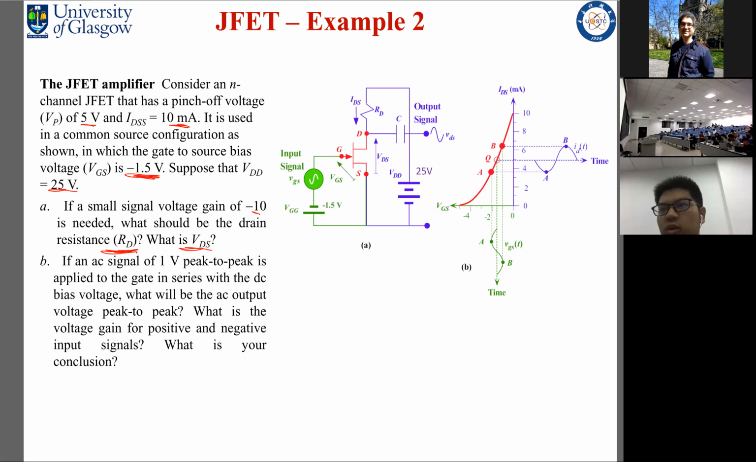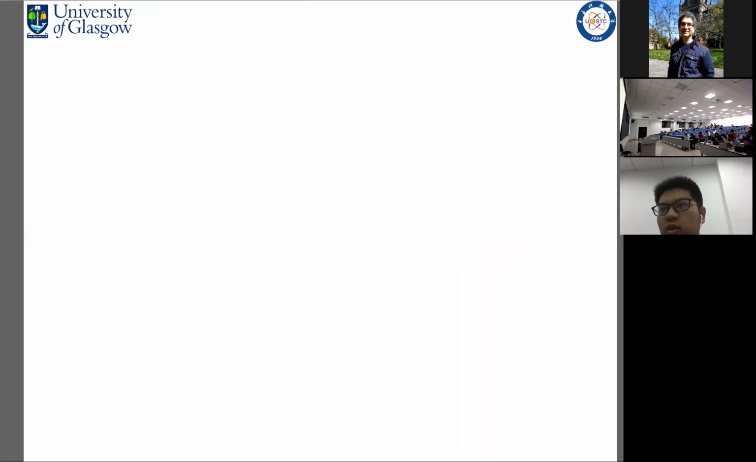Okay, so let's try to do this part first. We are given VP, which is 5 volts. We are given IDSS, which is 10 milliamps. And we are told that VGS is equal to VGG equals minus 1.5. These are our givens. We are told that we want a gain of 10. What should be the drain resistance RD?